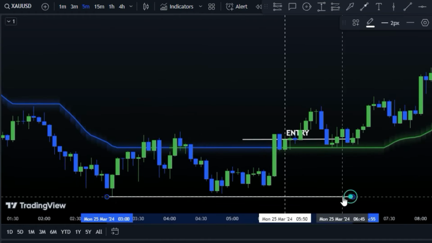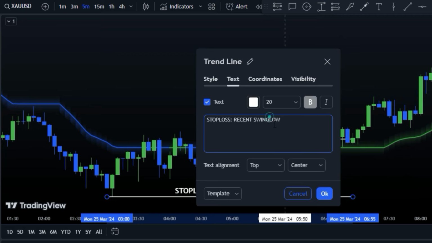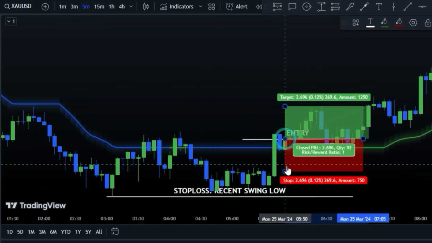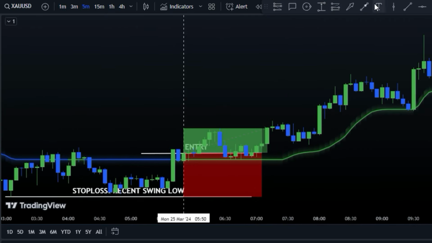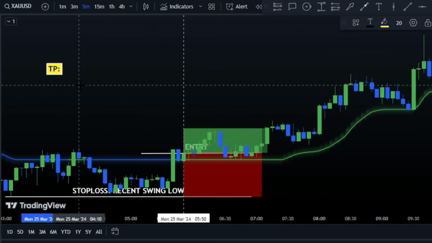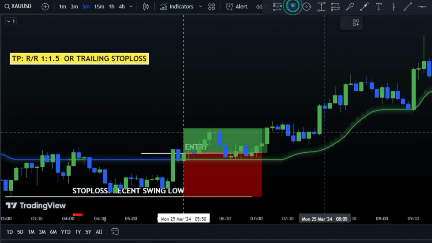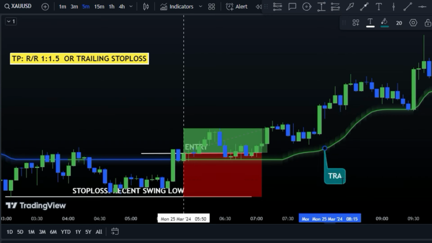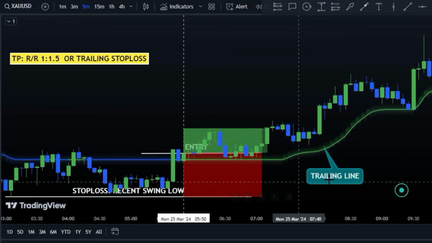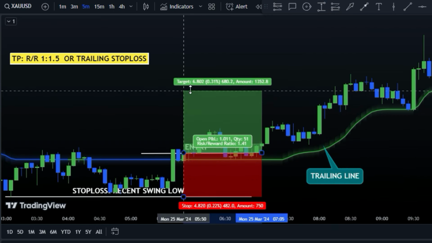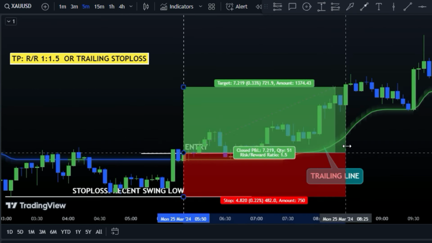Just remember to set a stop loss below a recent swing low. This safety net will help you protect your profits. Now, there are two ways to secure those gains. You can aim for a target that is 1.5 times greater than the distance between your buying price and the stop loss. Alternatively, trail the stop loss by using the Moving Average Trend Sniper line as a guide, adjusting the stop loss as the price hits the line.